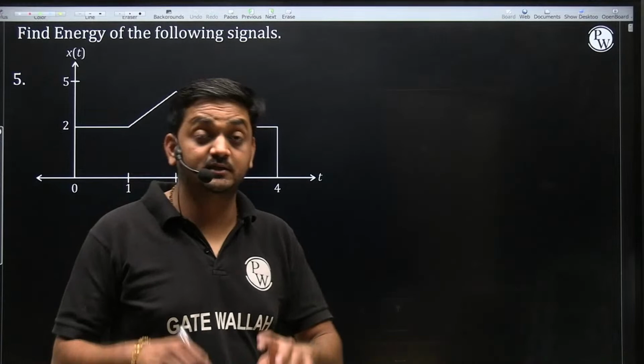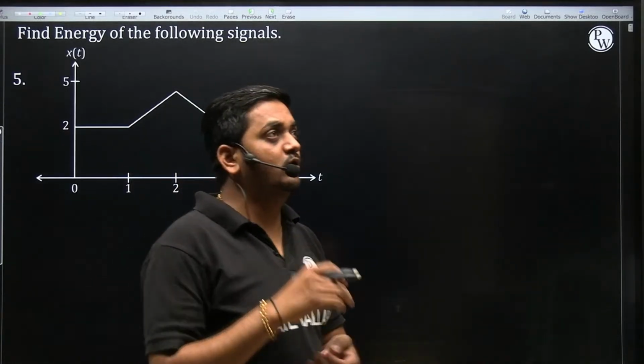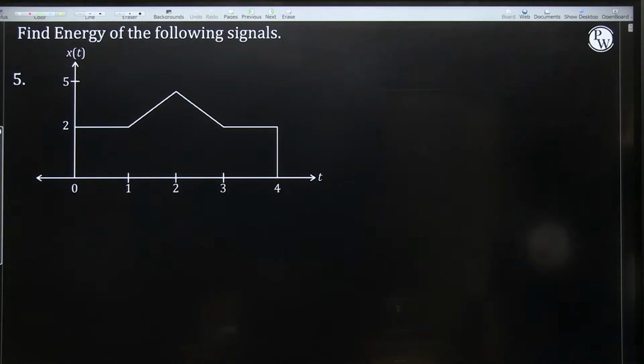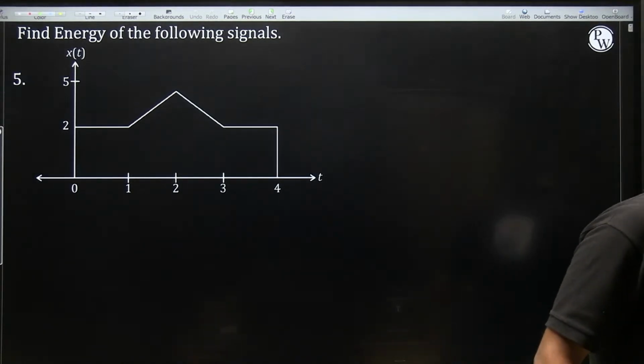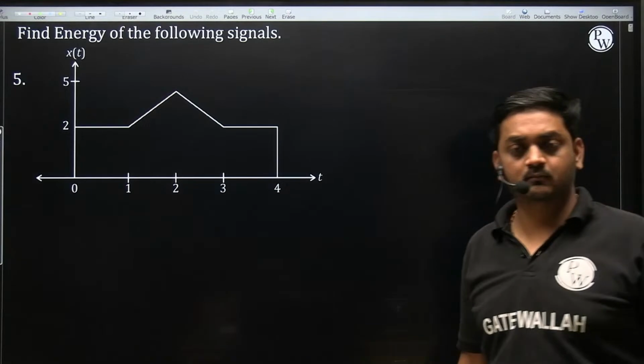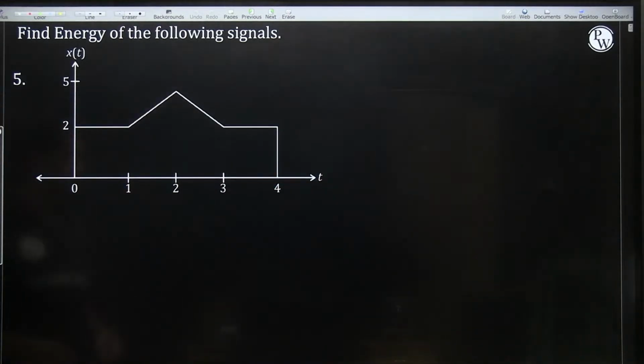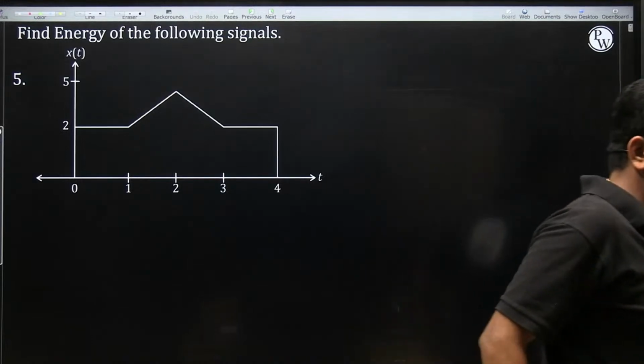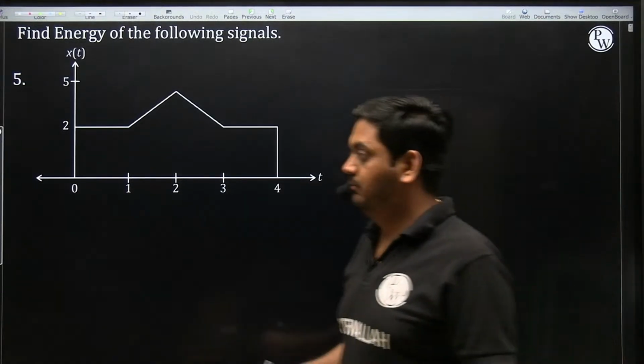Multiplication of those two signals is 0 or non-zero? Tell me. So, non-zero multiplication. Yes, guys, non-zero multiplication.